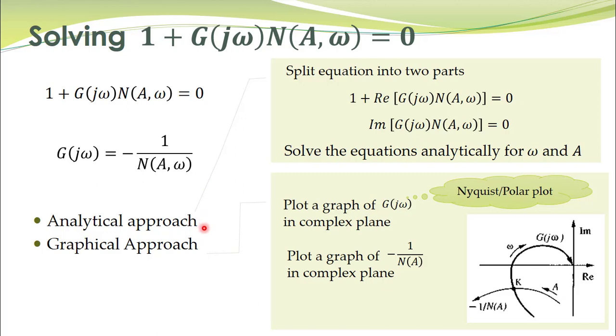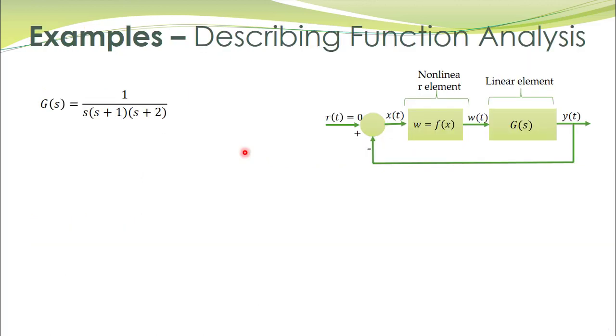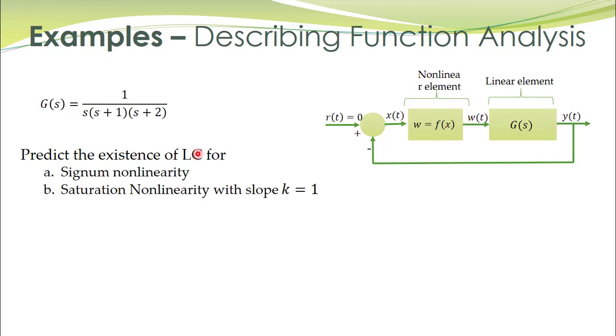So these are two different commonly used approaches, and let's use these approaches to predict the existence of limit cycles in some systems. We have this system with g of s given by this transfer function, and we want to predict the existence of limit cycle for two different types of nonlinearities, that is, for signum nonlinearity and for saturation nonlinearity with slope k equal to 1. We have talked about both of these nonlinearities in much more detail.